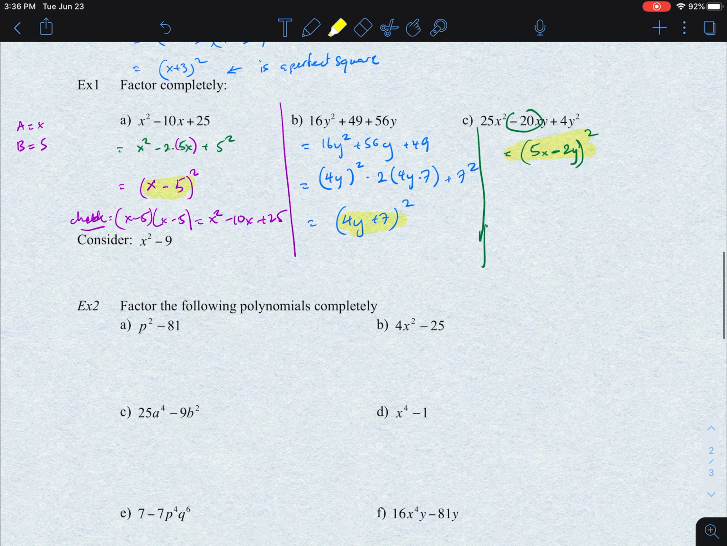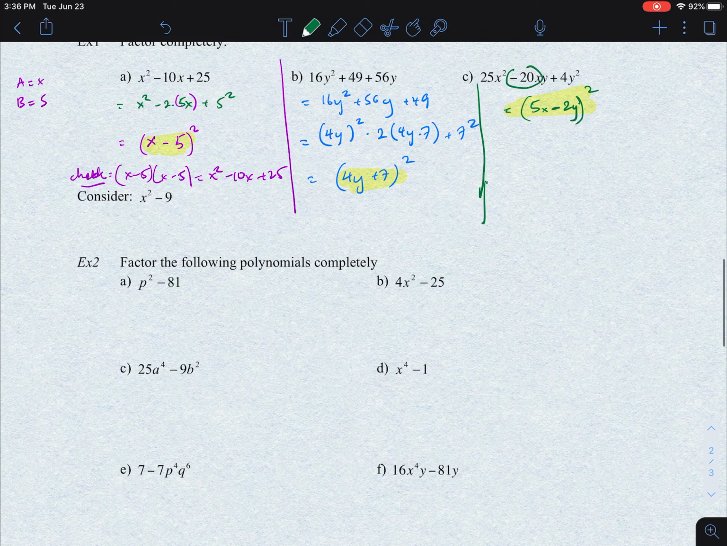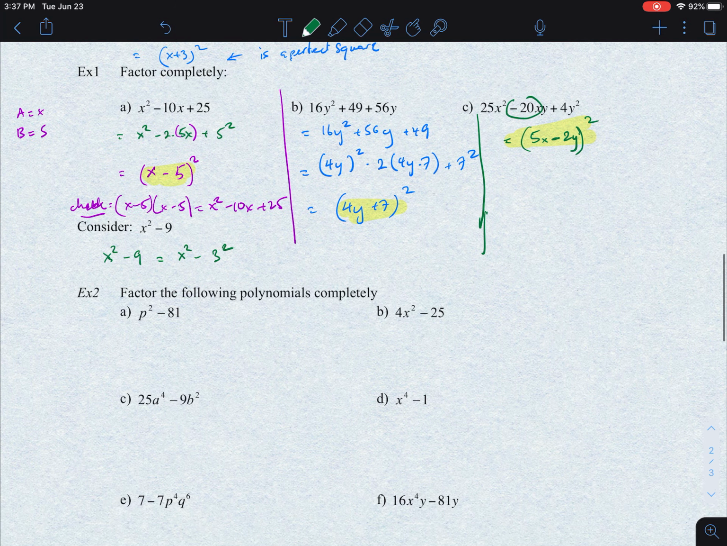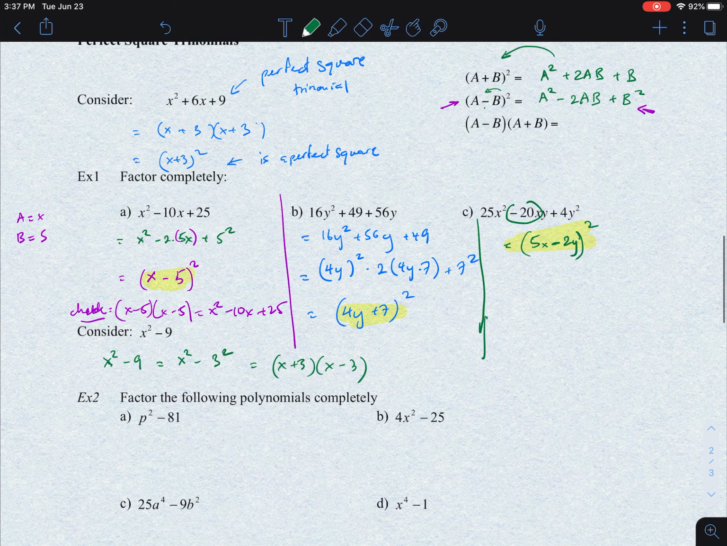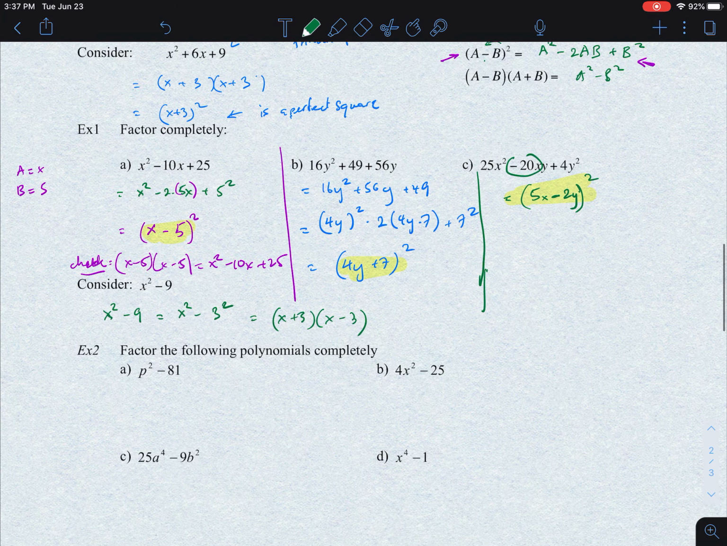Okay, difference of squares, right? When we have x squared minus 9, it turns out if we have a difference of two squares, then we can use this difference of squares formula. This is going to factor into x plus 3 and x minus 3. And this is where this comes in. So this is going to be a squared minus b squared.